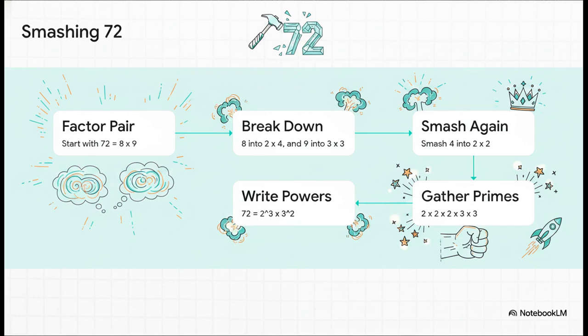Step 4, we gather up every single prime number left dangling at the ends of our branches. That's 3 2s and 2 3s. Finally, step 5, we write this out elegantly using powers. 2 to the power of 3 times 3 to the power of 2, and there you have it, the atomic structure of 72. Nothing but pure prime building blocks.